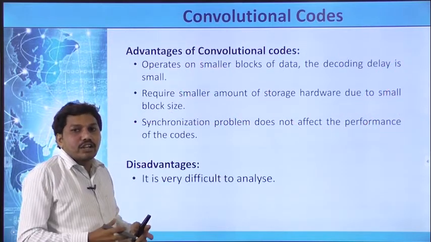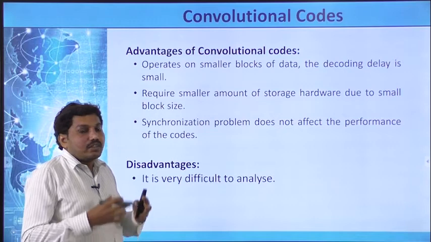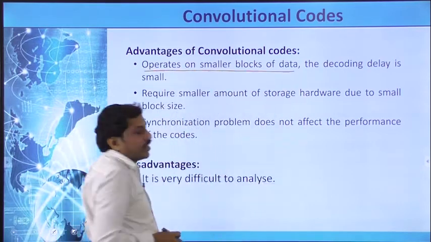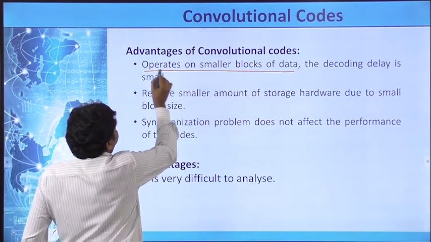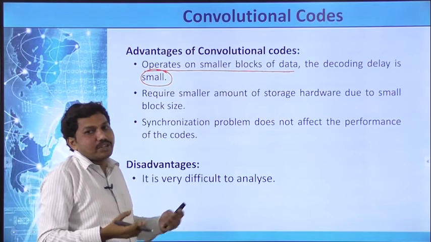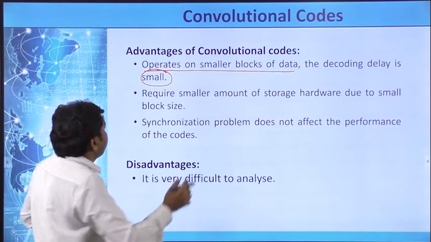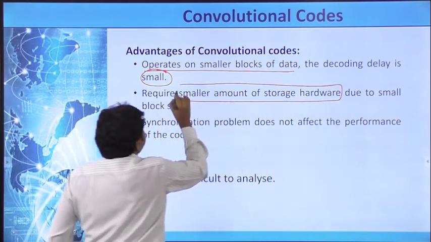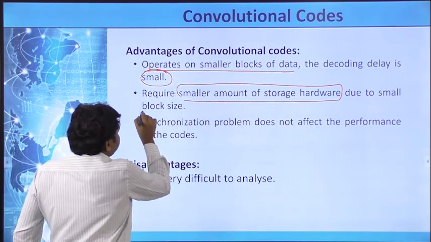What are the advantages of convolutional codes? The first advantage is that it operates on smaller blocks of data. The decoding delay is small, and a small delay means faster operation. It requires a smaller amount of storage hardware due to the small block size.